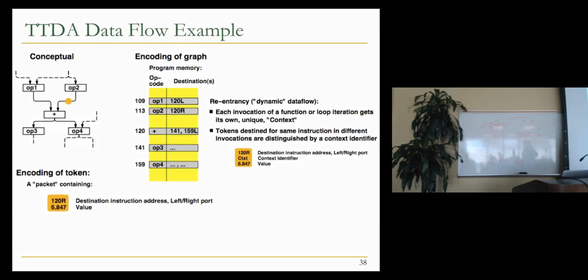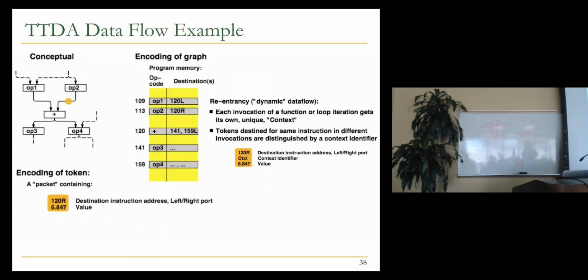And this talks about basically each invocation of a function or loop iteration gets its own unique context. That's the tag. And this is what a token looks like. Well, I guess this is what a token looks like, but it's kind of similar over here. You have the destination instruction address, left or right port, the context identifier, the tag, and the value.